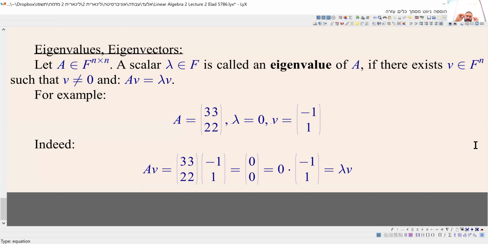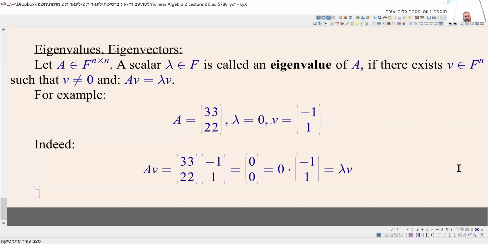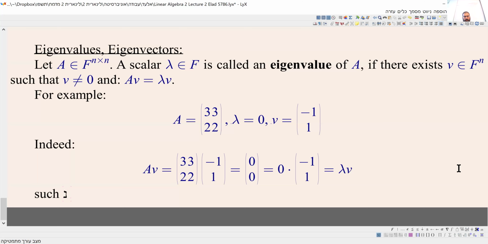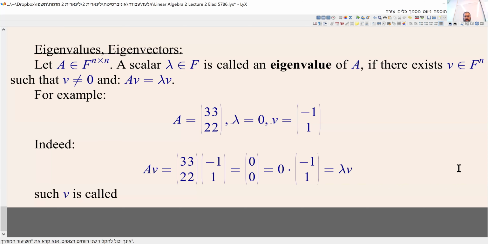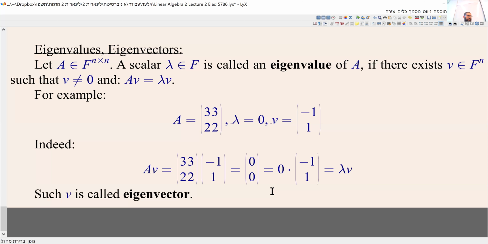an eigenvalue of A, and such V is called an eigenvector. So the definition itself is not so complicated.